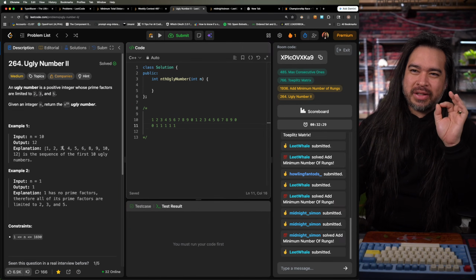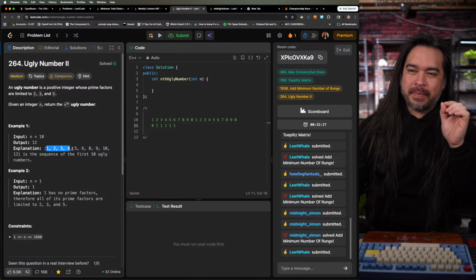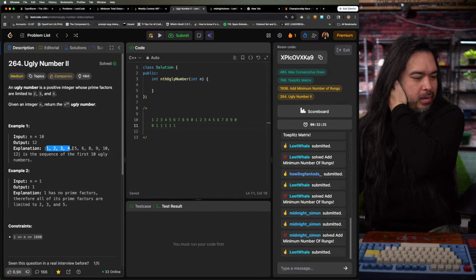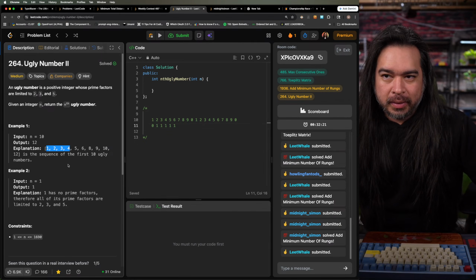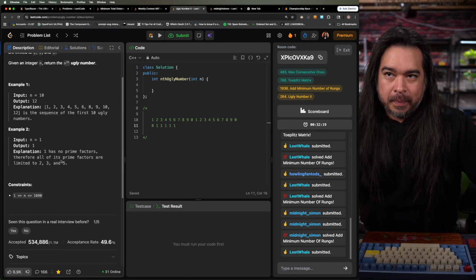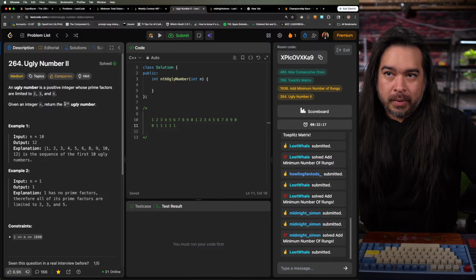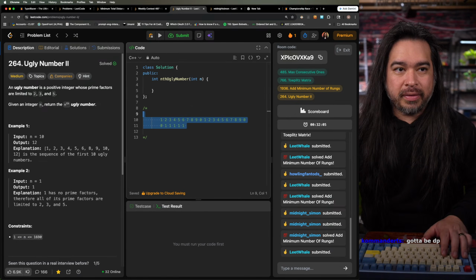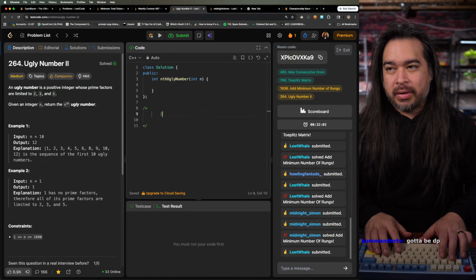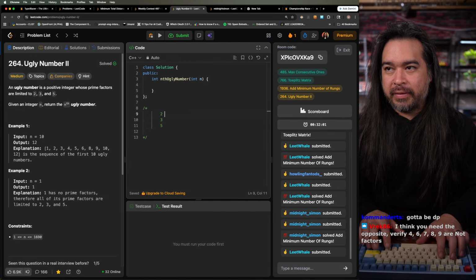Thinking of some weird sieve where I'm counting. How do I get the nth ugly number, man? All right, here's another idea I have. 2, 3, 5.